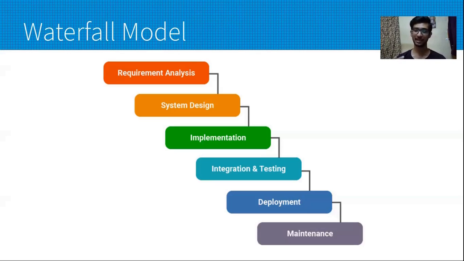Production server is nothing but where the user operates the application, and the application would be stored in the production server. That is under the deployment. The next one is the maintenance phase.